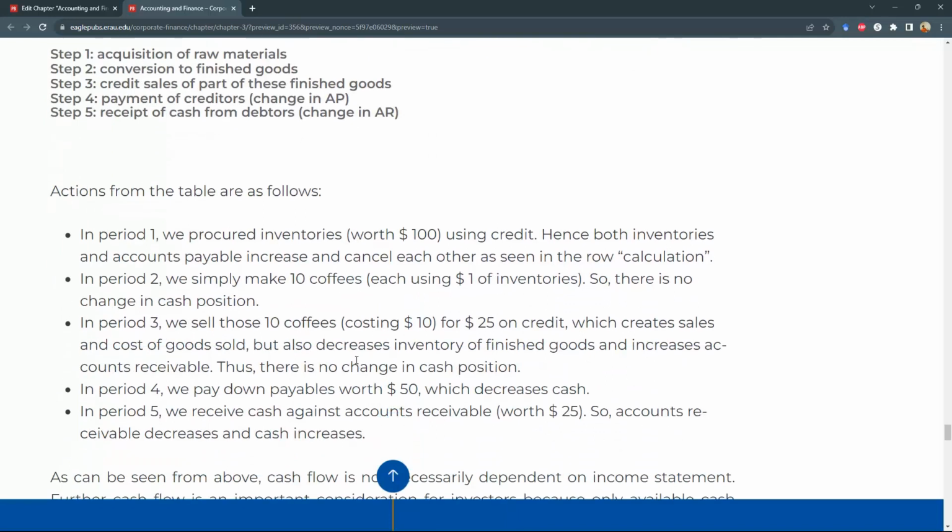In period 1, we procured inventories worth $100 using credit. In period 2, we made 10 coffees, each coffee using $1 of inventories. In period 3, we sell those 10 coffees costing $10 for $25 on credit. In period 4, we pay down our payables that we had for purchase of inventories. In period 5, we receive cash against accounts receivable.